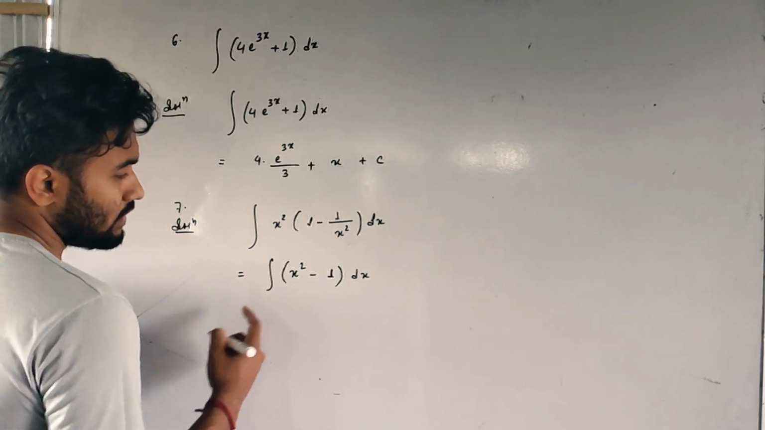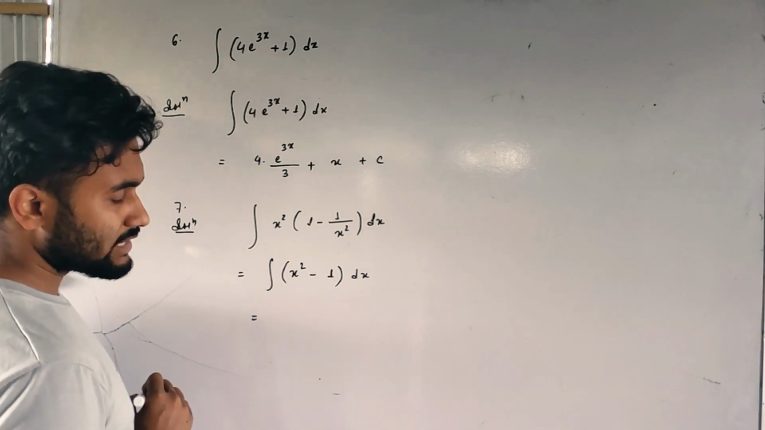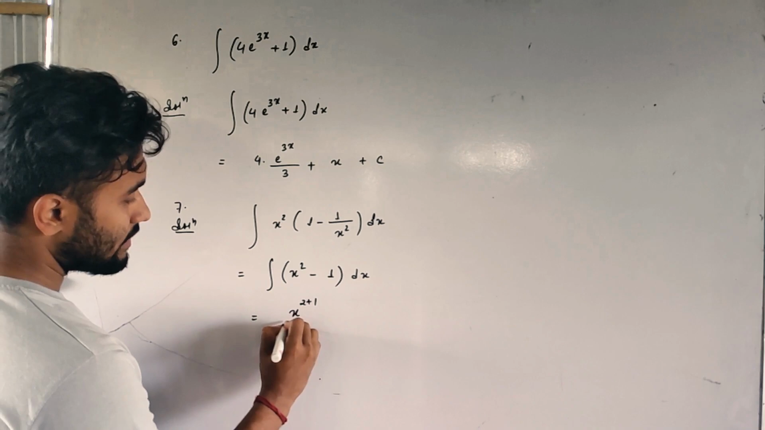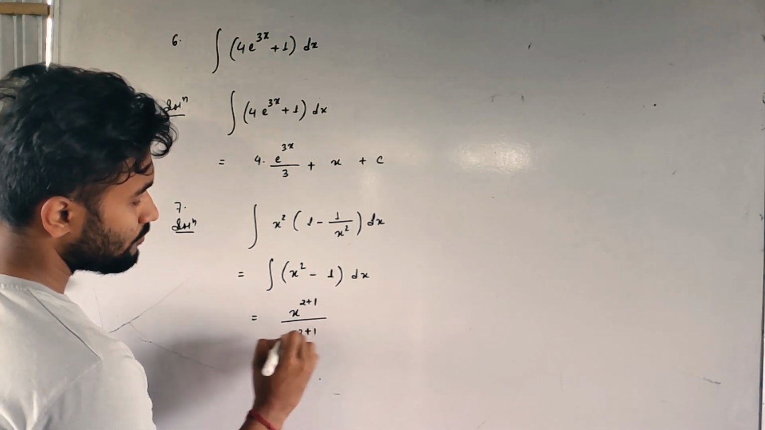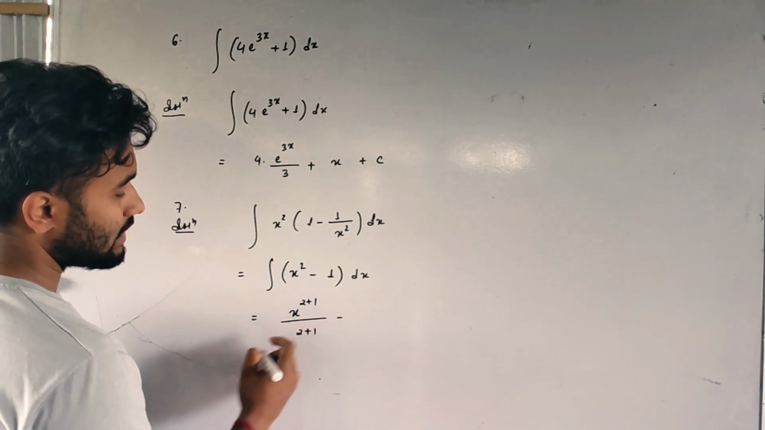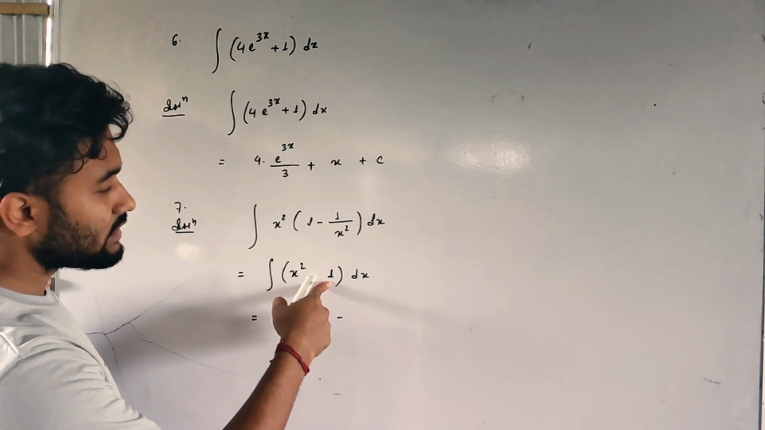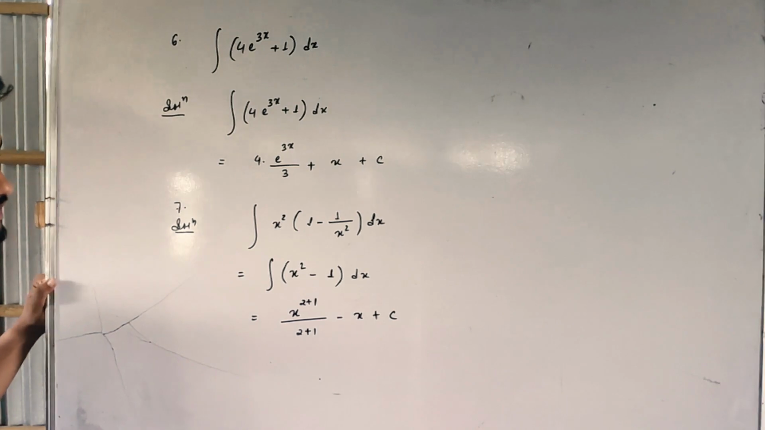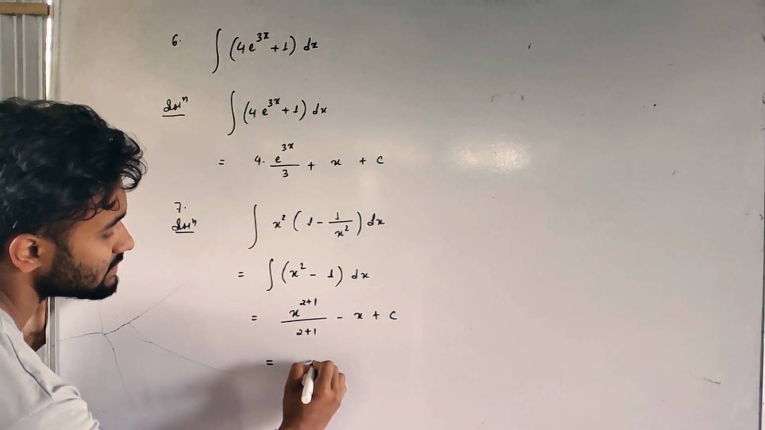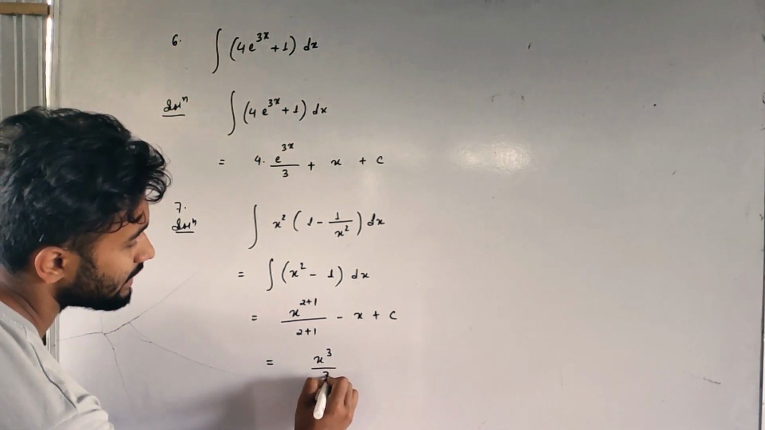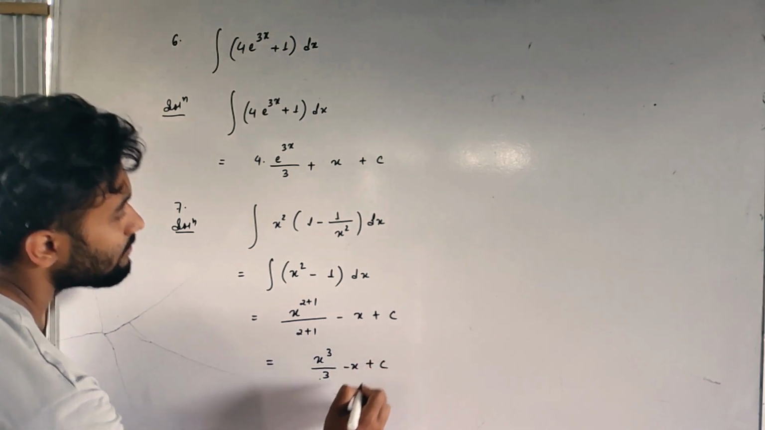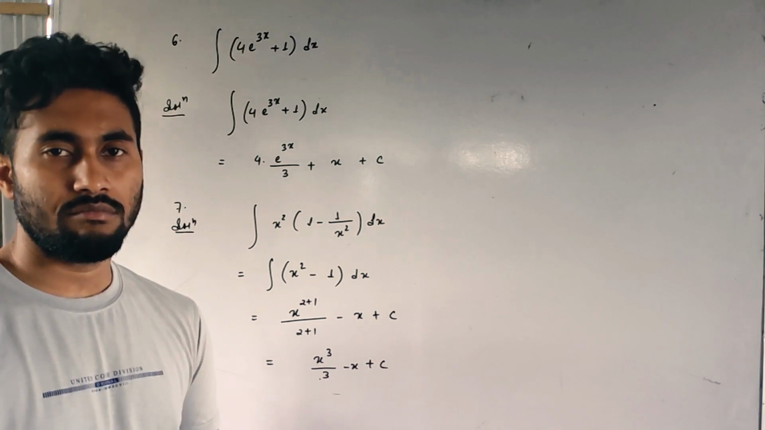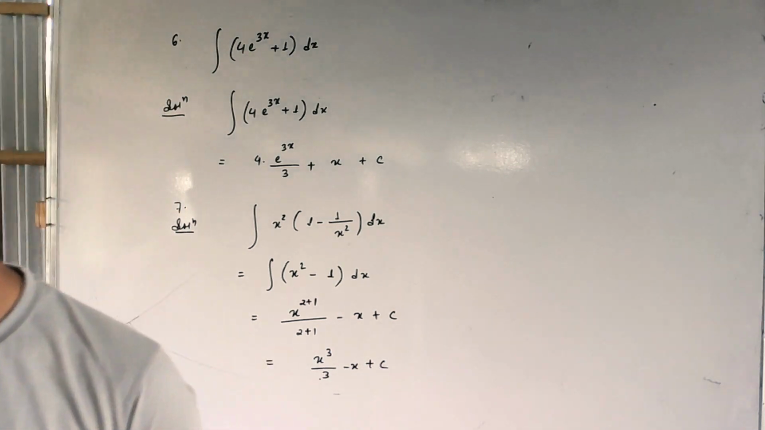Okay. So now what will happen? How to integrate x square? It will be x to the power 2 plus 1 by what? 2 plus 1. Minus, what will be the answer? Integrate 1, it will be x plus what? C. So what is the final answer? The final answer is x cube by 3 minus x plus c. This is the final answer. x cube by 3 minus x plus c. Okay. Let us see the next question.